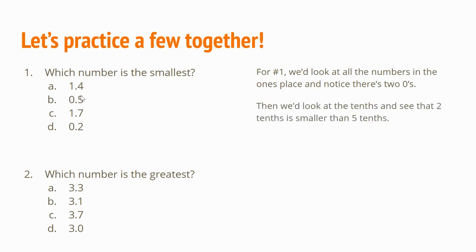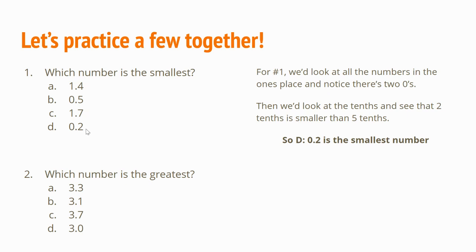So we look here at 0.5 and 0.2, and I can see that 2/10 is smaller than 5/10. So I know that D, 0.2, is the smallest of these numbers.